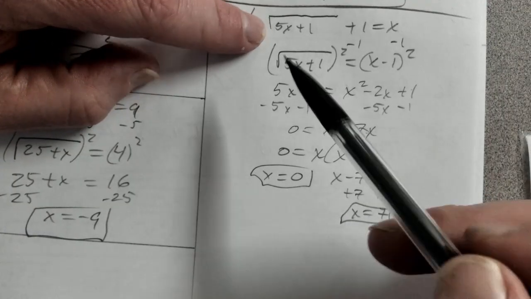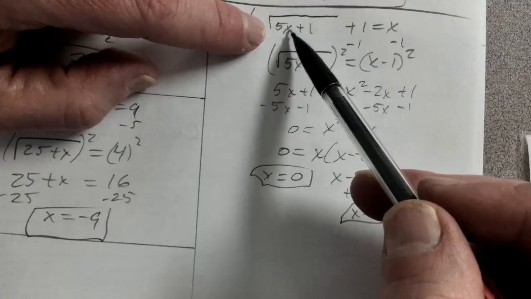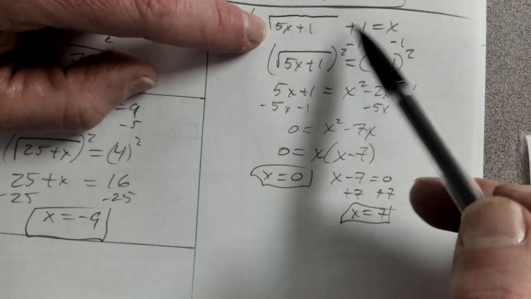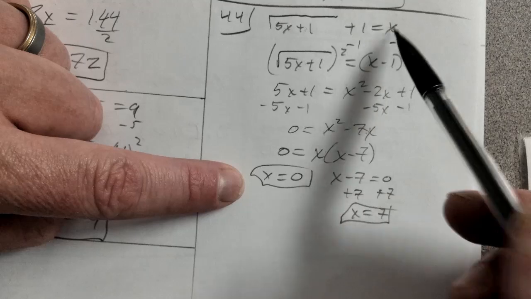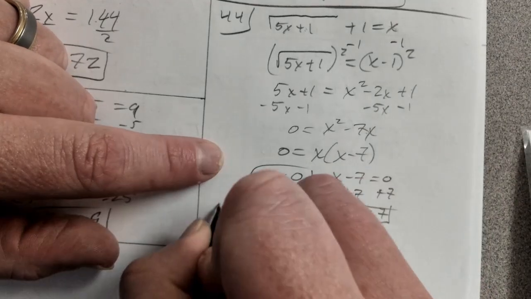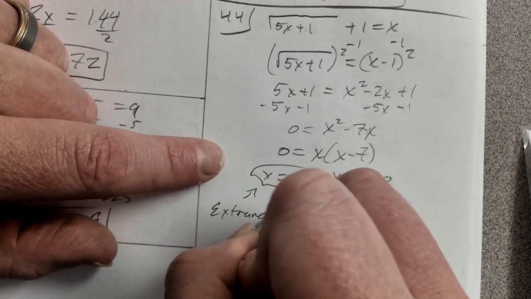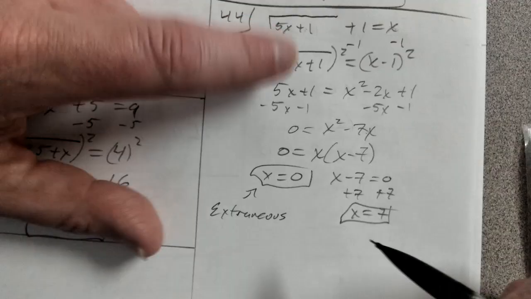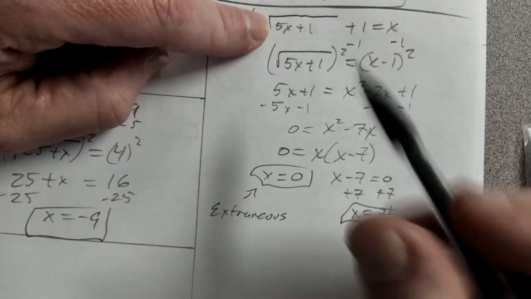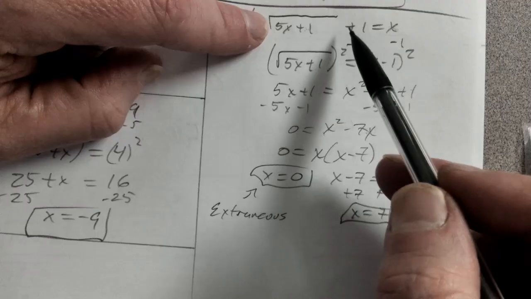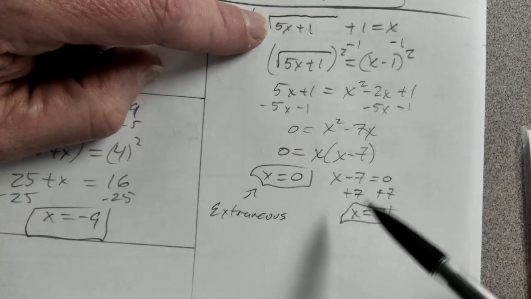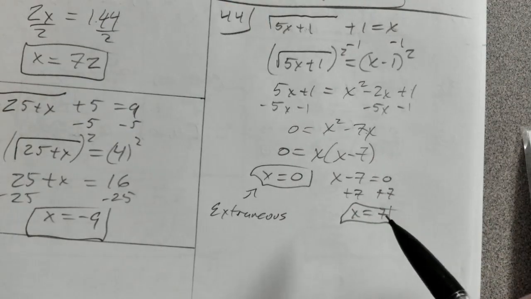Now if I plug 0 back in, 5 times 0 is 0. The square root of 1 is 1, and 1 plus 1 is 2. Well, x cannot equal 0 and 2 at the same time, so this guy is extraneous. If I plug a 7 in here, 35 plus 1 is 36. The square root of 36 is 6. 6 plus 1 is 7, and that absolutely equals 7. So that one's good.